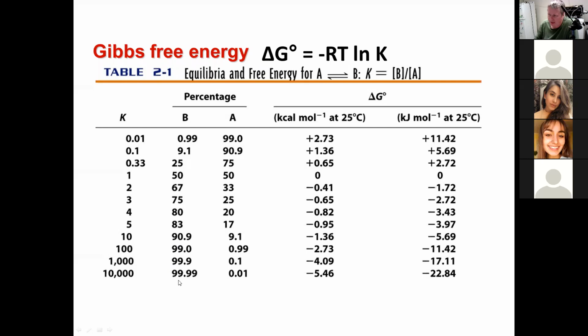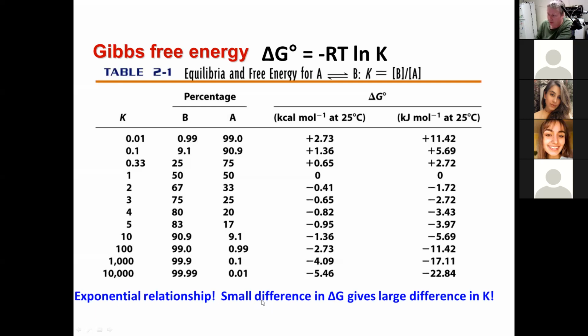And then the opposite situation, when K is a huge number, it's very product favored. So we have lots of B, 99.99% B. We'll say a complete reaction. The reaction went from A to mostly B. Then delta G is very small, right? So the big thing though is that it's logarithmic. A big difference in A and B is a small difference in delta G, and that's due to the logarithmic function. So a small difference in delta G gives a large difference in K. Okay, this is because we have a natural logarithm in there.